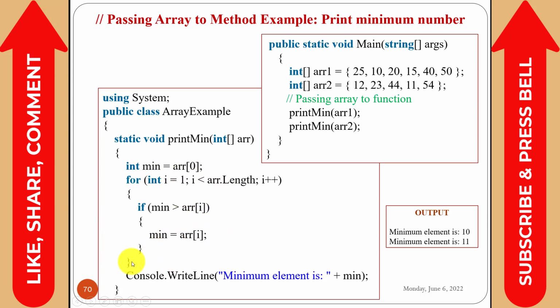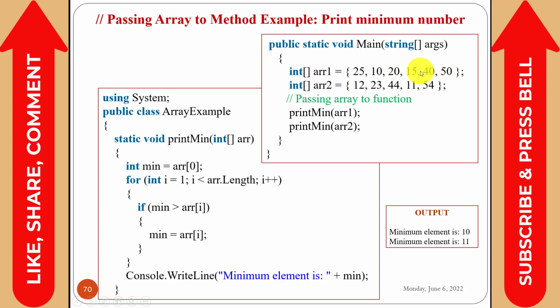Then close the loop body and Console.WriteLine the minimum element. Whatever the minimum element is set to, it will be printed here. Then close the method PrintMin. Public static void Main is the main body. Inside the main body we have two arrays.